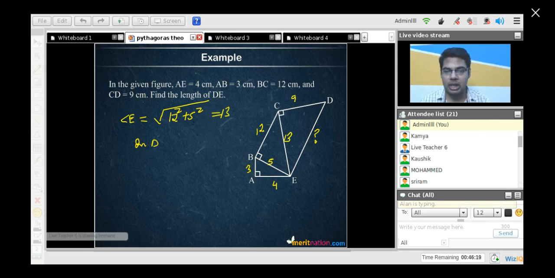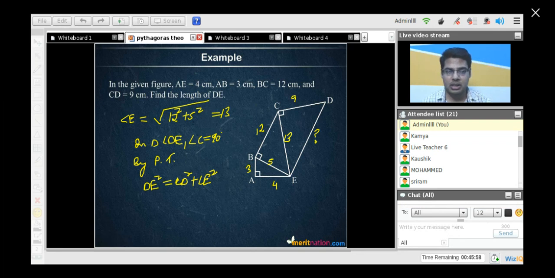So in triangle CDE, angle C is equal to 90 degrees. So by Pythagoras theorem, we can simply say that DE square is equal to CD square plus CE square. Okay. So many of you have already given the correct answer, but still let us try to follow the steps.